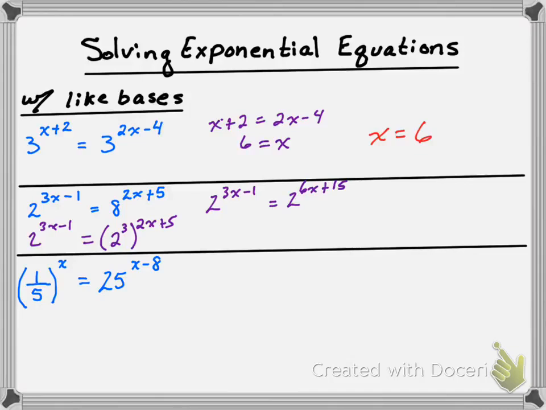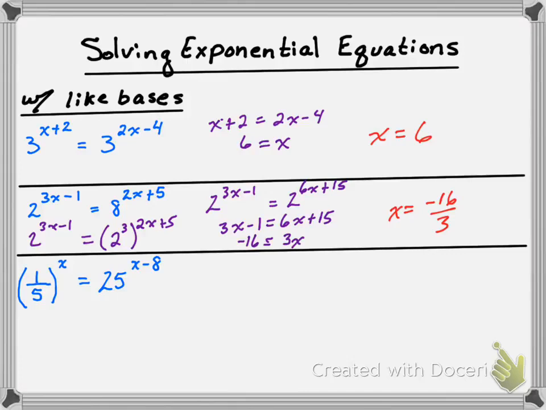We now have the same base, which means the exponents are equal, so that means 3x minus 1 is equal to 6x plus 15. We can subtract 3x to bring it over here. That will become 3x. And we can subtract 15 to move it over here. That will make this negative 16. And then dividing gives us x is equal to negative 16 over 3.